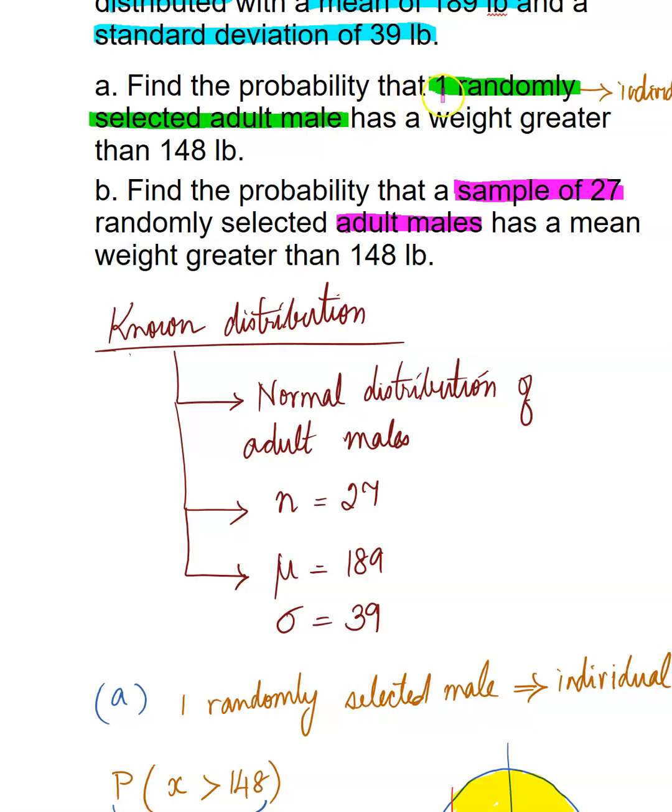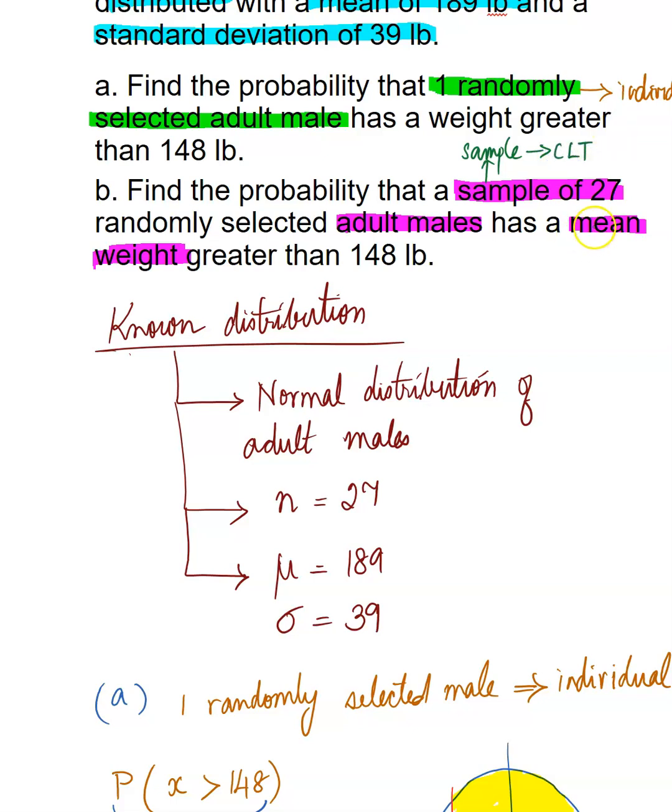And in part A, that individual had a weight greater than 148 pounds. But here, it is that mean weight, because it's a sample, it's a group. You can't just take one individual weight. You have to take the mean of them. So the mean weight of this group of 27 males is greater than 148 pounds. So that information right there tells us that if you use a sample, it triggers CLT.